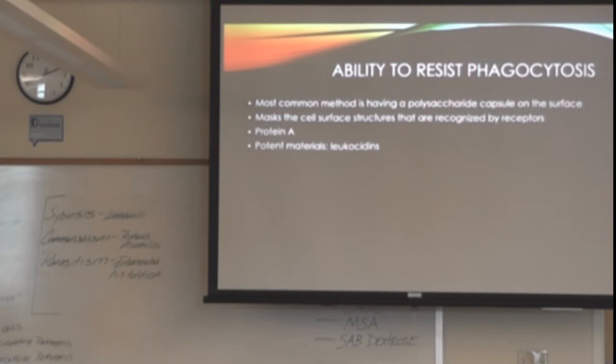Protein A, that was an example I wanted to point out. Staph aureus has something called protein A, and that avoids phagocytosis by interfering with the binding of the host antibodies on the surface cell of the organism. So protein A would be indicative of something like Staph aureus.